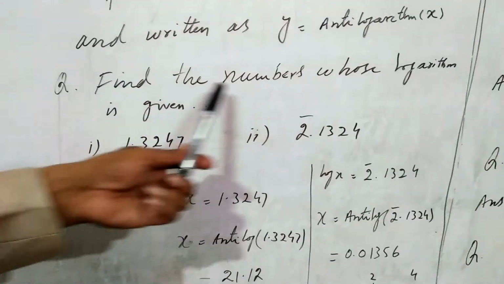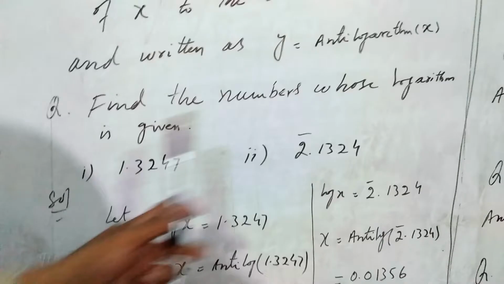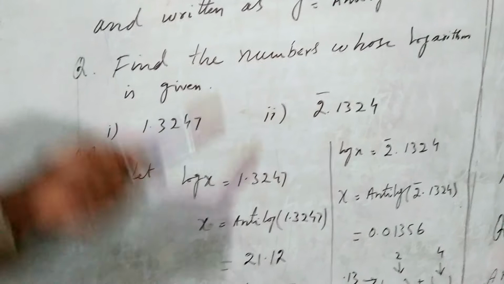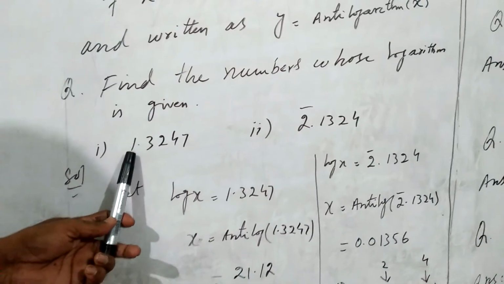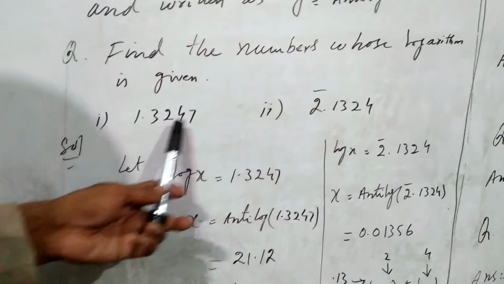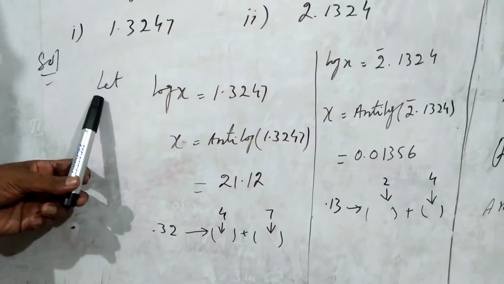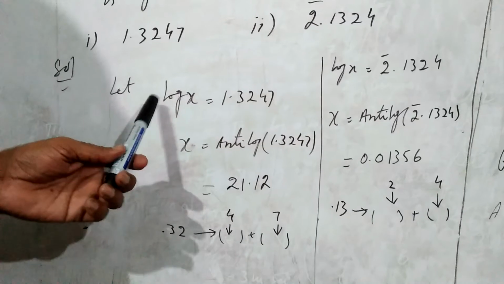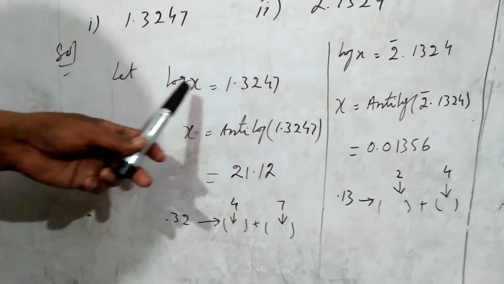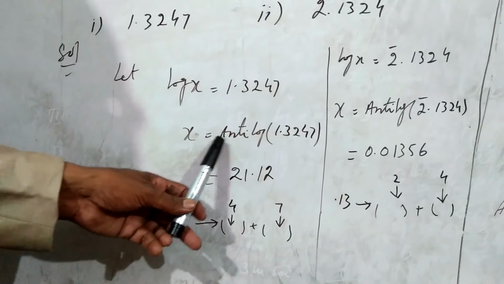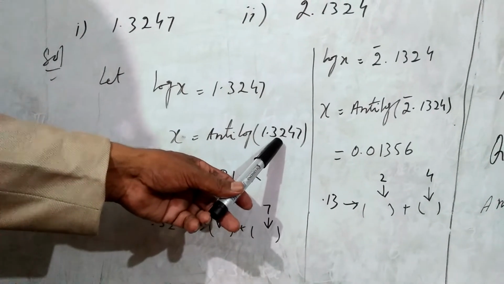Question is, find the numbers whose logarithm is given. These are logarithms of any number. It means this is characteristic and this is mantissa. This is characteristic and this is mantissa. So its solution is, let we suppose that log x is equal to 1.3247. So x is equal to anti-log of this.